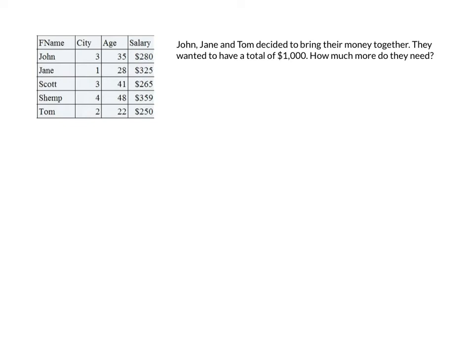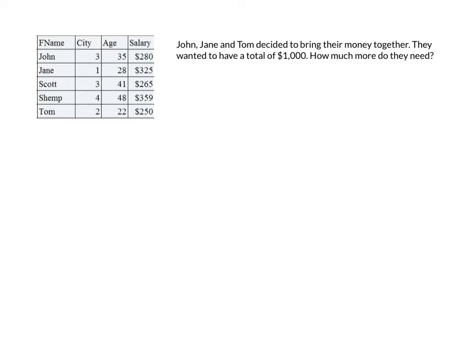As the title of this video shows you, we will be working on multi-step word problems, which are word problems that will take more than one step to solve. So in our first example here, it says John, James, and Tom decided to bring their money together. They wanted to have a total of $1,000. So how much more do they need?